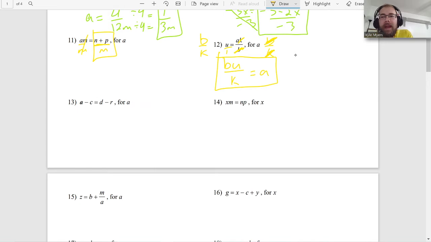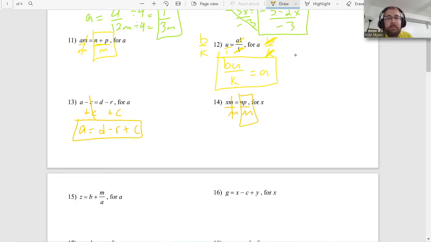So we want to solve for a. Okay, so we add c. And actually, that's it. So we're done. D minus r plus c. I'm telling you guys, that's it. That's all there is to it. Now we're going to solve for x. Divide both sides by m. M's gone. X is the only thing on the left-hand side. We're done. n p over m.